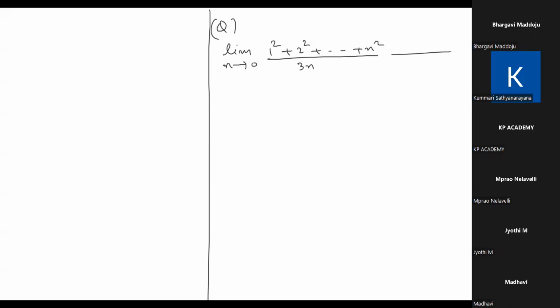Oh, 15 members sent, right? 1 by 3, 1 by 3, 1 by 6, 1 by 2, 1, 1 by 9, 2 by 3, 1 by 3, 2 by 3, right? No one is correct. Okay, I'll tell you what the reason is. So you are all thinking that limit is a substitution, but it's not.